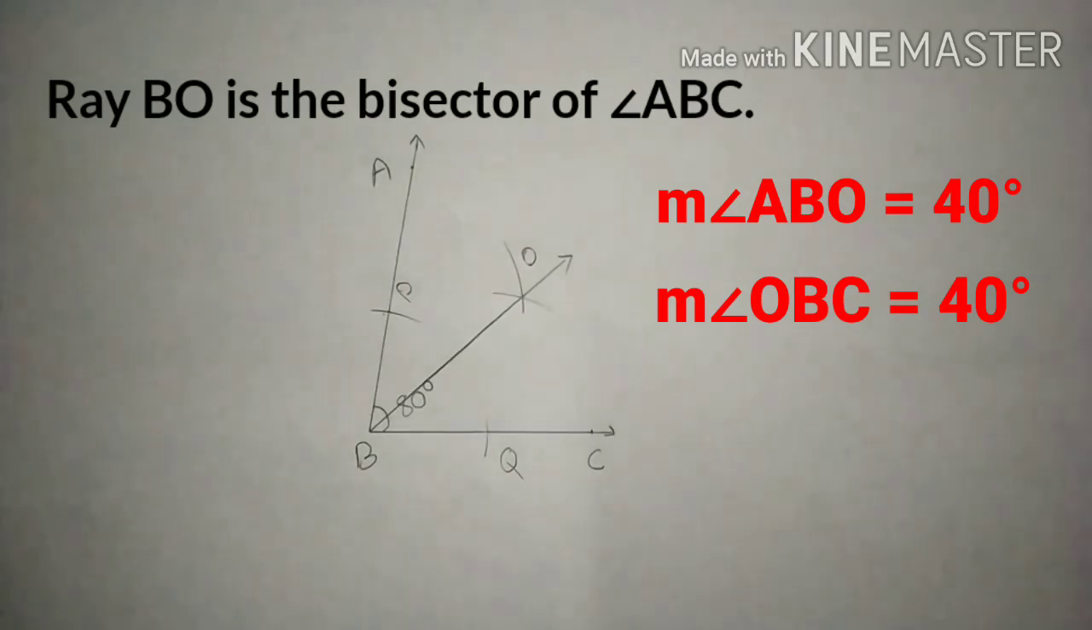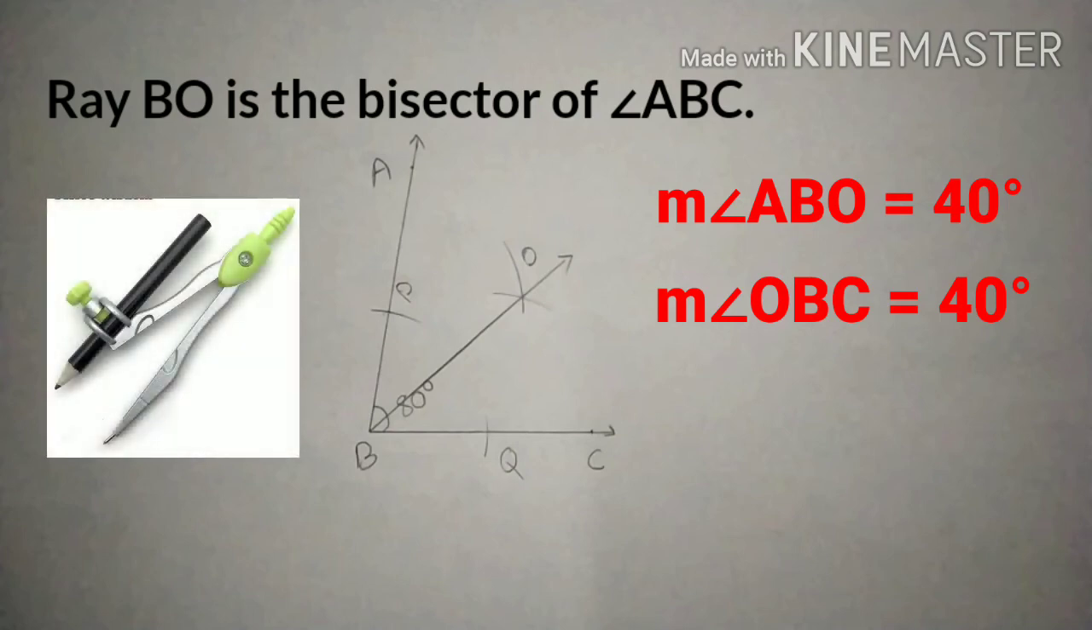In this way, we will draw an angle bisector using a compass. I hope you understand this construction.